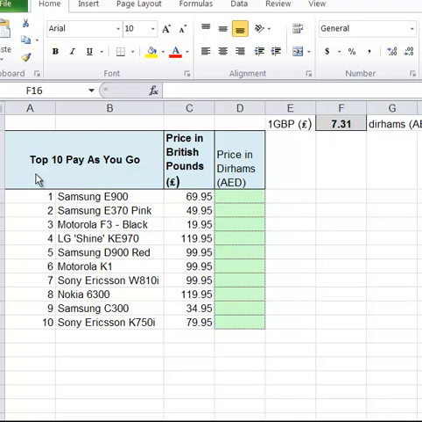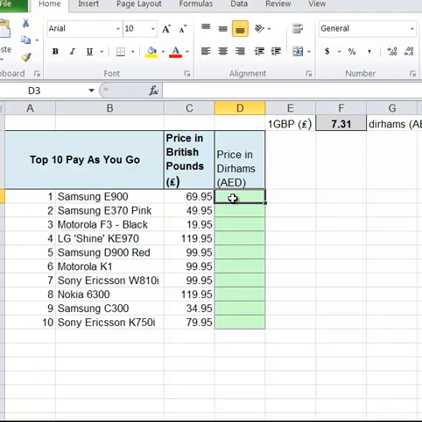Now we'll see some examples on unit conversion. Suppose you have the top 10 pay-as-you-go mobiles and their prices in pounds are given as this. You want to convert these prices into dirhams. I'll start from the first cell.